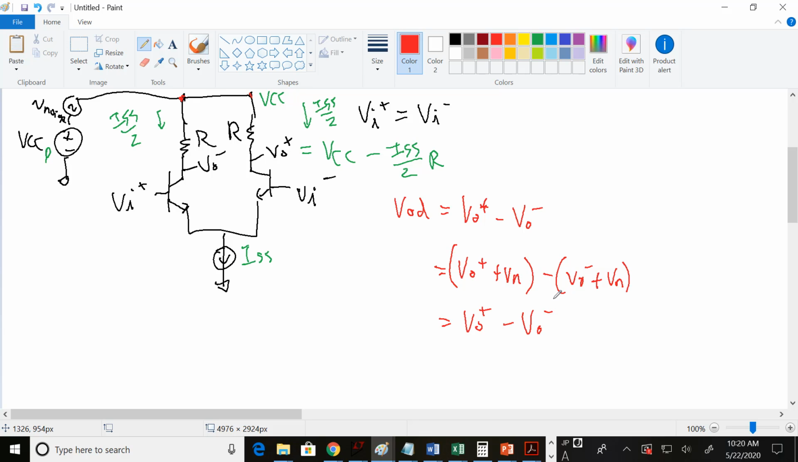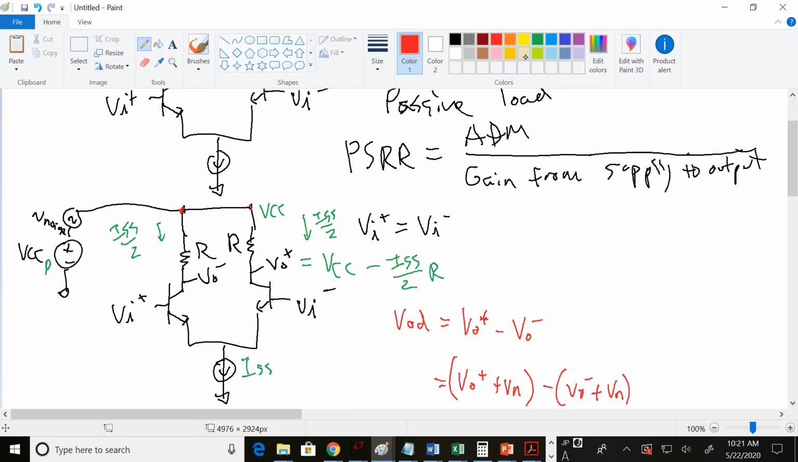So actually, with the passive load, the power supply rejection ratio from the supply, going back up here, your ADM is your GM or minus GM, depending on which side you take as which output, all over zero, which equals infinity. And again, for any of these rejection ratio metrics, you want them to be large, and infinite is pretty large. So that's the passive load version.